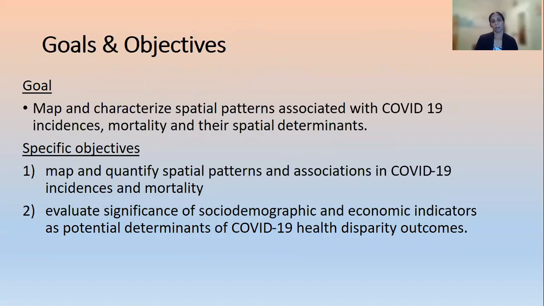Our goal is to map and characterize spatial patterns in COVID-19 incidences, mortality, and their spatial determinants. We have two specific objectives. First, to map and quantify spatial patterns in COVID-19 incidences and mortality, and then to evaluate significance of sociodemographic and economic indicators as potential determinants of COVID-19 health disparity outcomes.